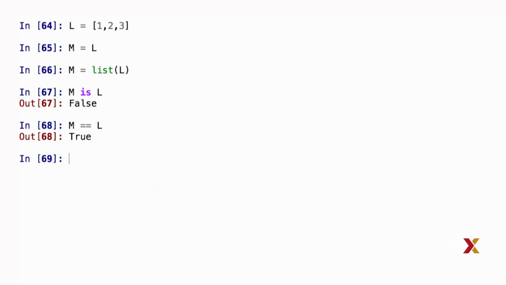Another way to create a copy of a list is to use the slicing syntax. So I could have said something like M is equal to L, putting square brackets, and taking every single element from the list L. This results in the creation of a new list object, which is then assigned to the variable name M.